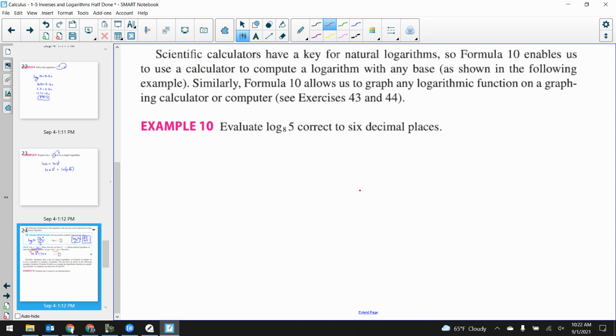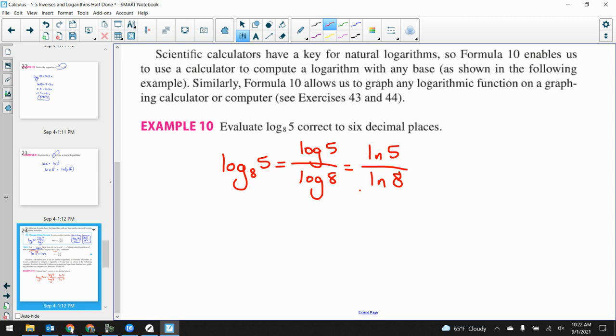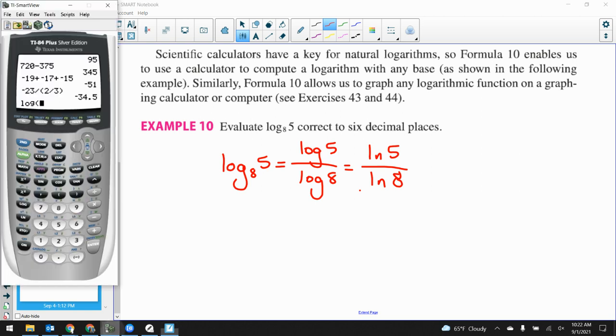So again, evaluate log base 8 of 5. That means I would just take log of 5 over log of 8, which is actually equivalent to taking ln of 5 over ln of 8. Now, I want you guys to go verify that. Plug it into your calculator using your log base function. If you don't know where it is, let me remind you. You hit the math button, and then you just keep scrolling until you see log base. Please let me know if you do not have that, because then it's going to be even more important that I show you the log base function.